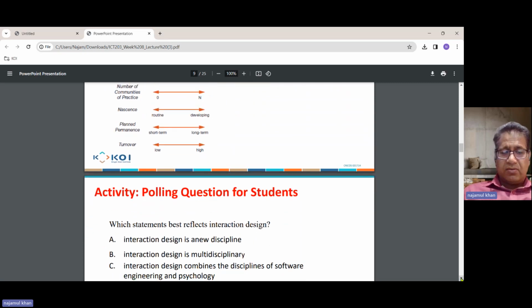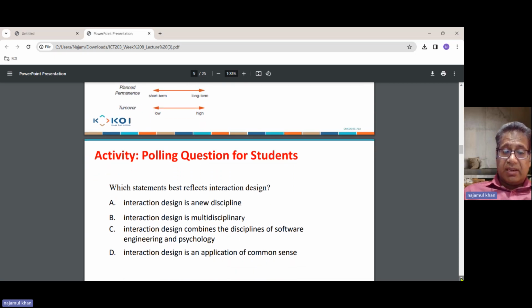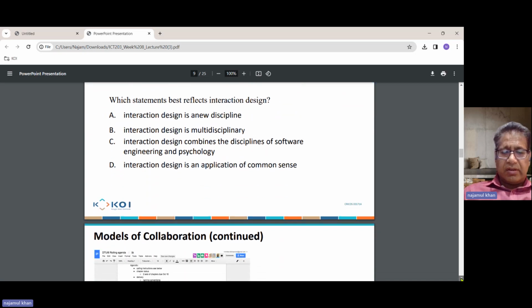Polling question again, guys: which statement best reflects interaction design? Interaction design is a new discipline. Interaction design is multidisciplinary. Interaction design combines the disciplines of software engineering and psychology. Interaction design is an application of common sense. We will do this question again in our tutorial class. I will give some students in a group some questions, and then we will see how you respond to these questions. So leave these questions here. We will do them in our tutorial class.